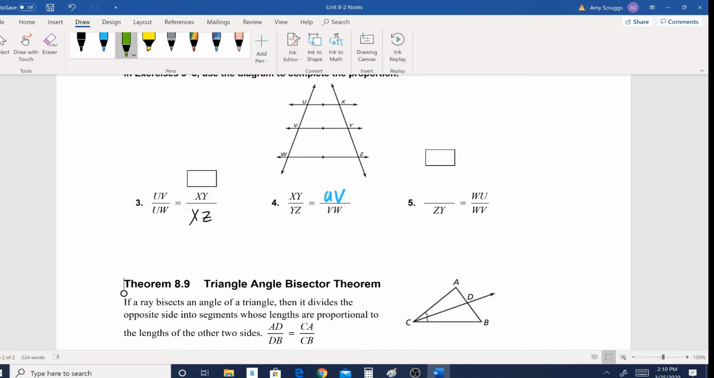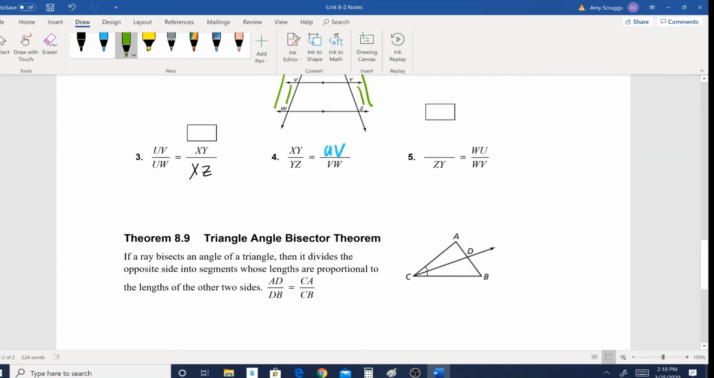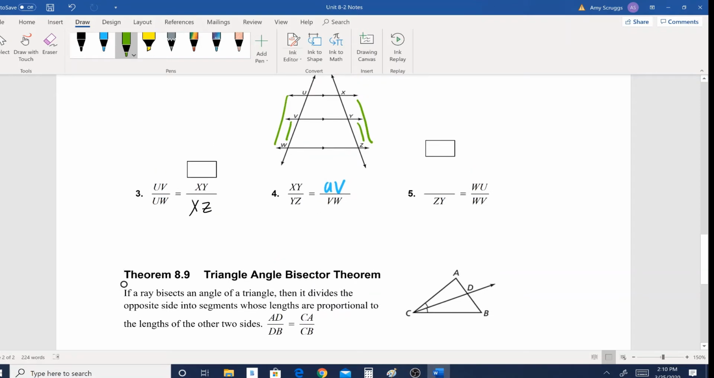Okay, and I'll do the last one here in green. It says blank goes with ZY as WU goes with WV. So, which part over here on the left is missing? That would be X. That'd be XZ, not XY, XZ. Okay, so that's really all there is to it.